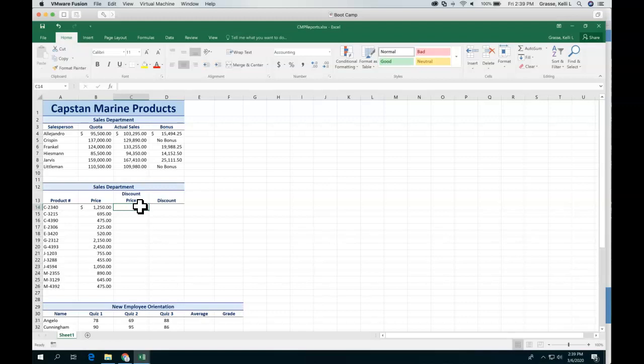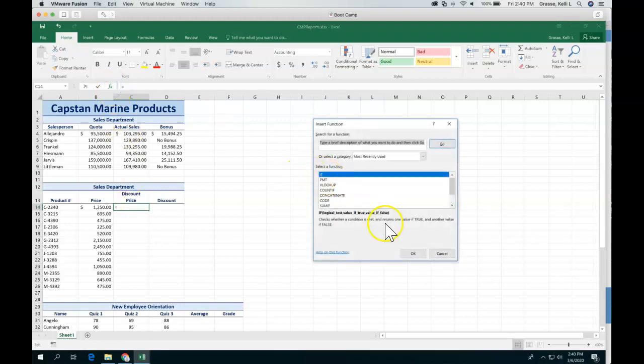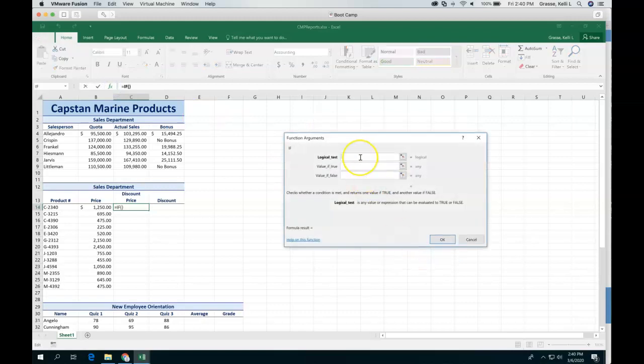So in this case, we're going to use the if function again, and we're going to ask a question of the data: if the price is greater than $599, we're going to give them a discount. So again, we're going to start with the FX button, the if function here. Our logical test is going to be B14 is greater than $599. So if the price is greater than $599, then we want to give them a discount.